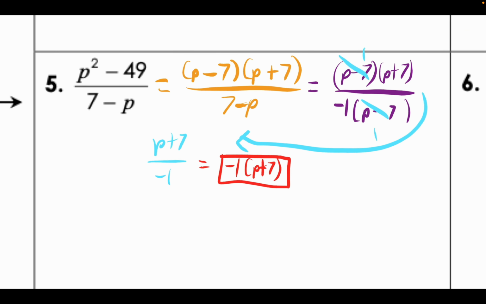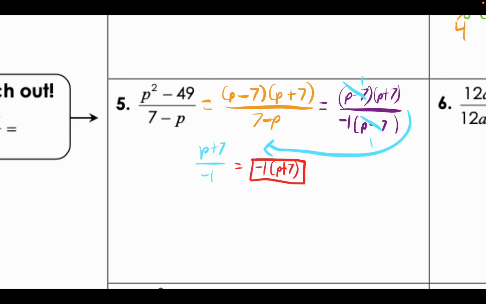Now let me talk to you about the other way you would do it, and it's actually going straight from what the orange step was. So I'm going to rewrite that orange step: P minus 7, P plus 7, and 7 minus P. And this is essentially a shortcut that shortcuts past the purple to the blue.